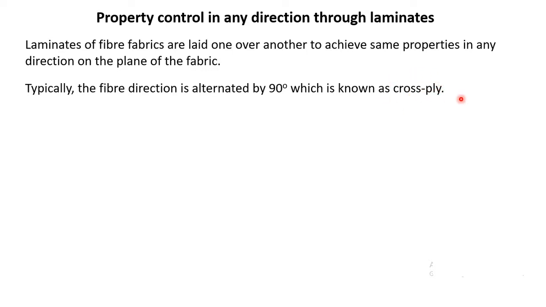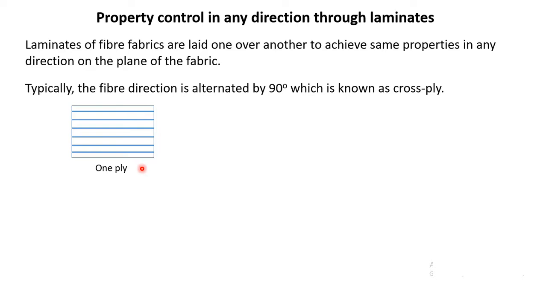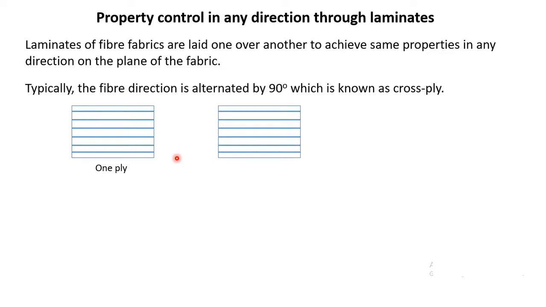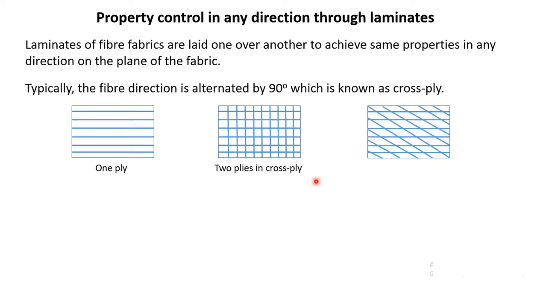So here we will see the example. This is one ply. This is how the fibers will look like. And to make the two ply, if we overlay the second layer at 90 degree to the first layer, then it is called cross ply. Two plies in cross ply stacking. There can be many other ways we can stack the laminates. For example, we can stack the second layer at 45 degree to the first layer. So this is also possible. The purpose of this lamination is basically to obtain more uniform properties of the composite.